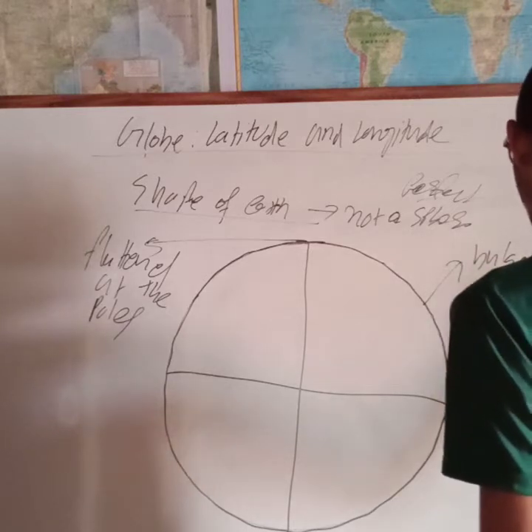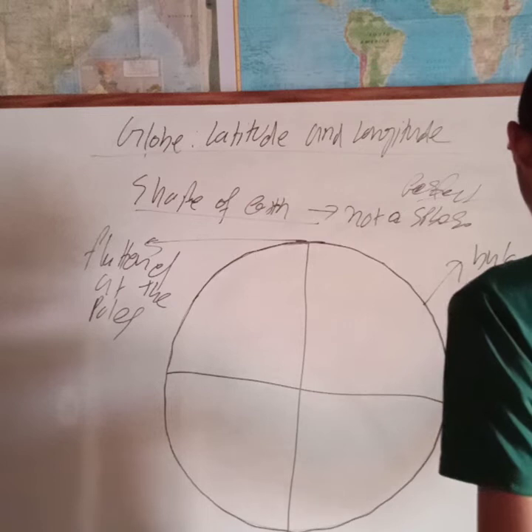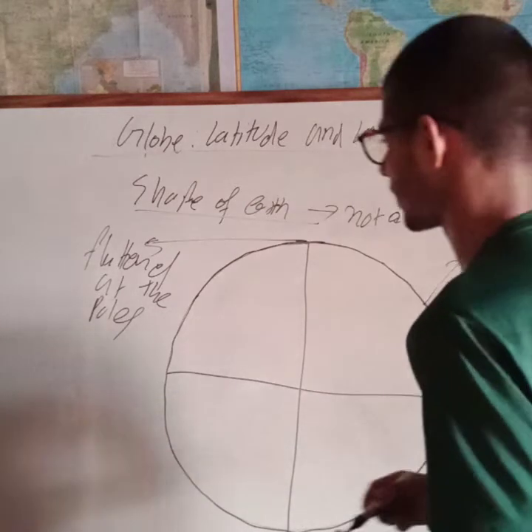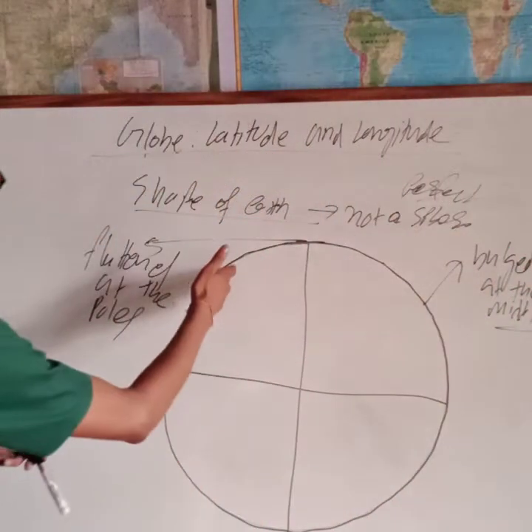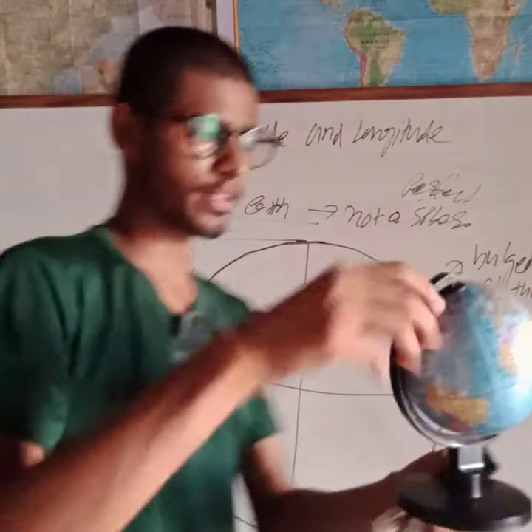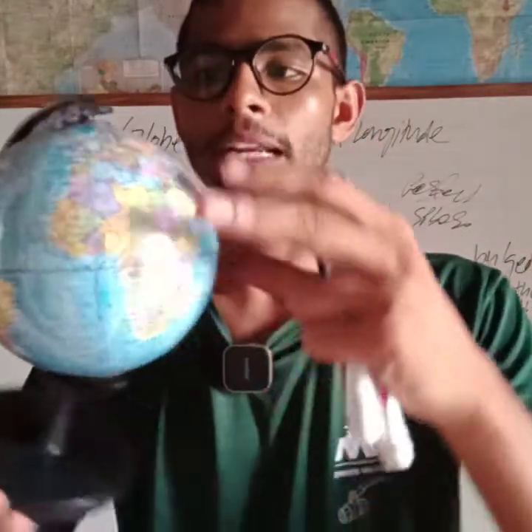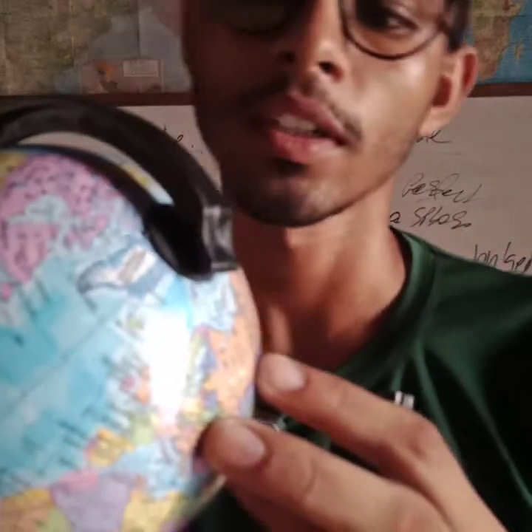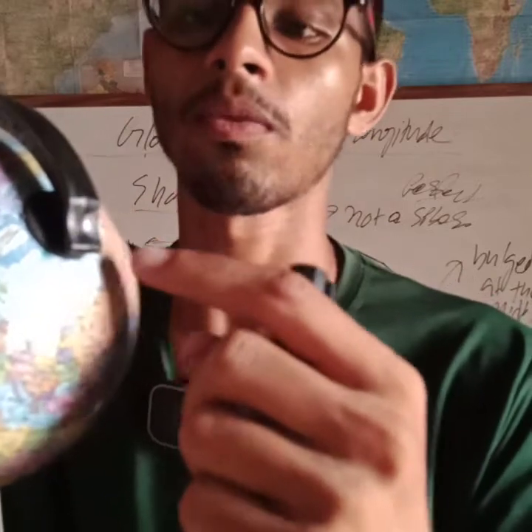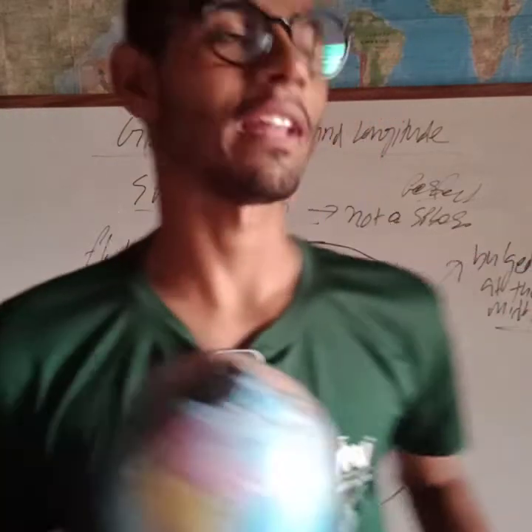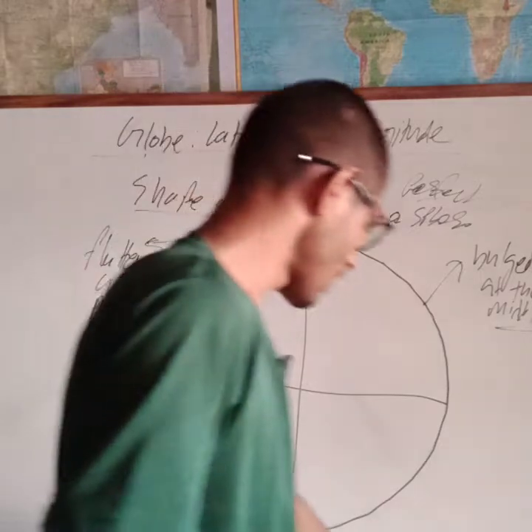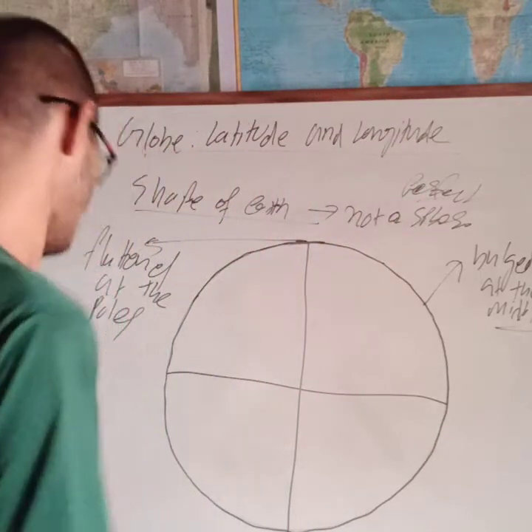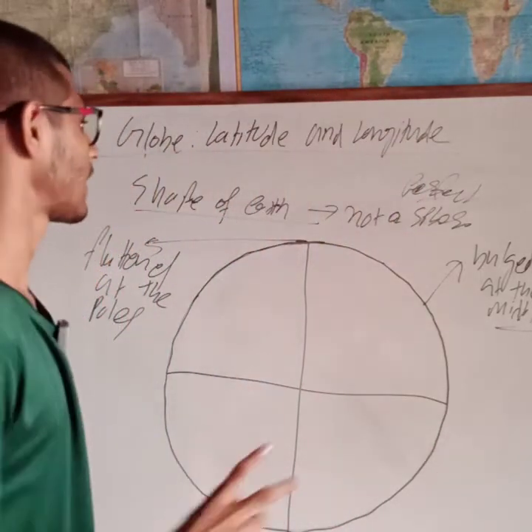Bulge at the middle. These are the points that you should remember. We see that it is bulging here. Look, let me show you. This kind of part is coming out of here, but at the top it is kind of flat. So this is flat, and this is bulging. This is one thing. Then there is one more thing, that this is the axis.